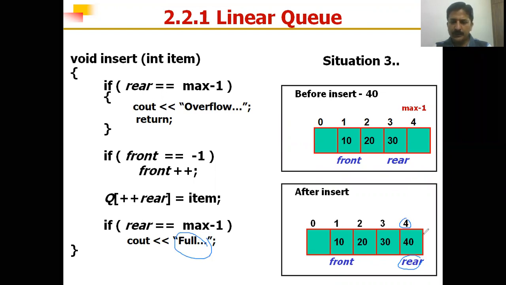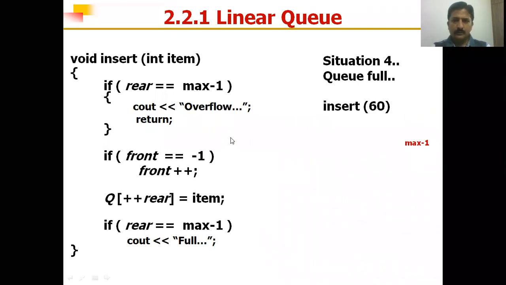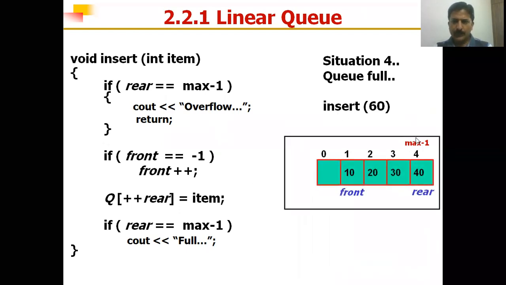If you try further addition to this, then this condition will become true and you will get an overflow message in the further additions. Okay, so that is how the insert function here works. Now the fourth situation here: you are inserting 60 when the queue is full. So it is the same. Rear and max are both the same, so the rear equal to max - 1 condition is true. So you will get an overflow message here.